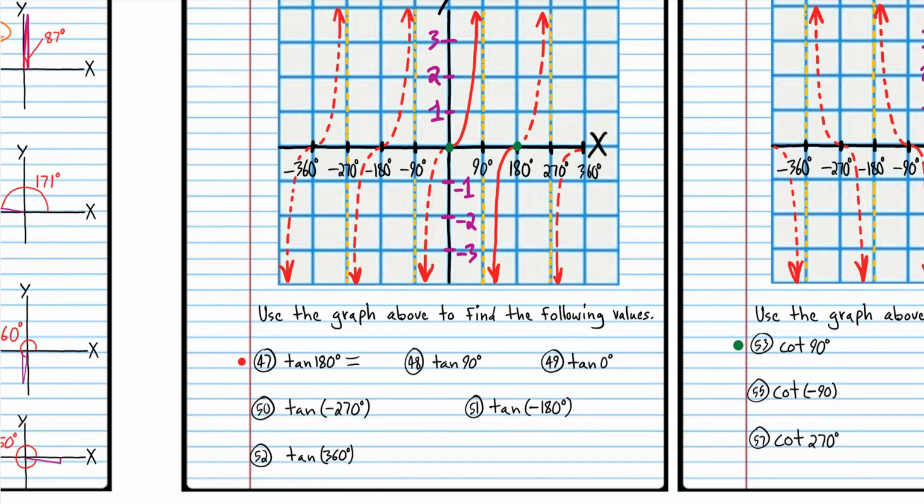So if the x value is 180 degrees, what is the y value? That's 0. If the x value is 90 degrees, what is the y value? Well, there is no y value because there's no point. It's undefined. There's an asymptote there.